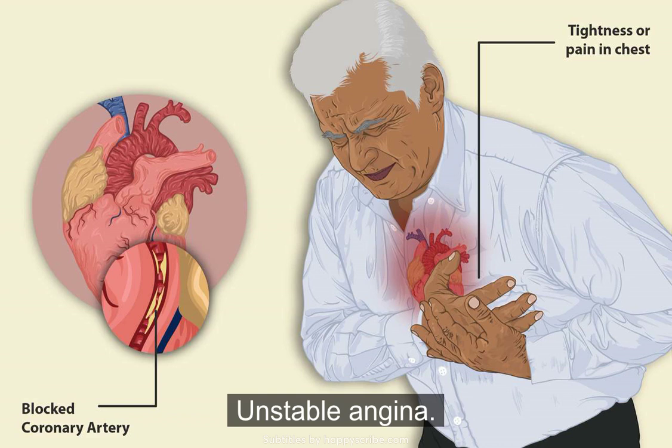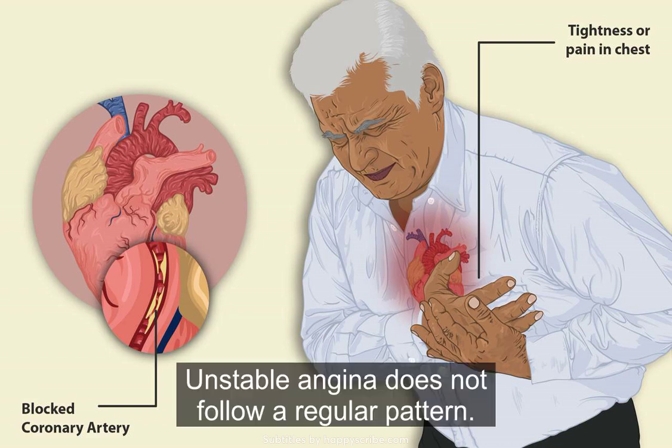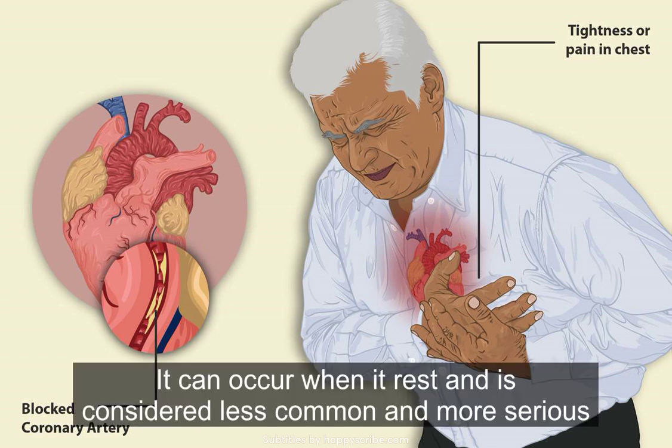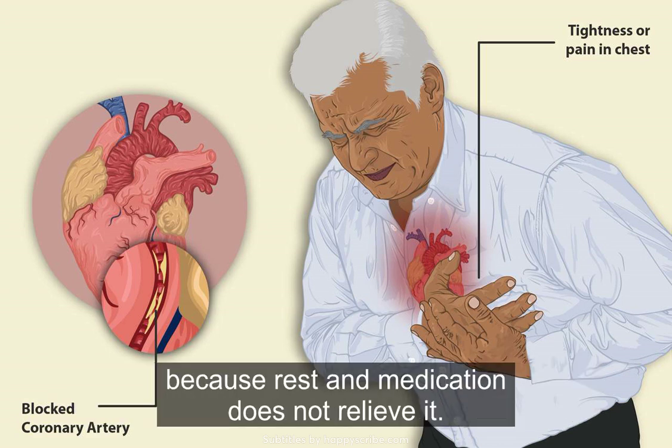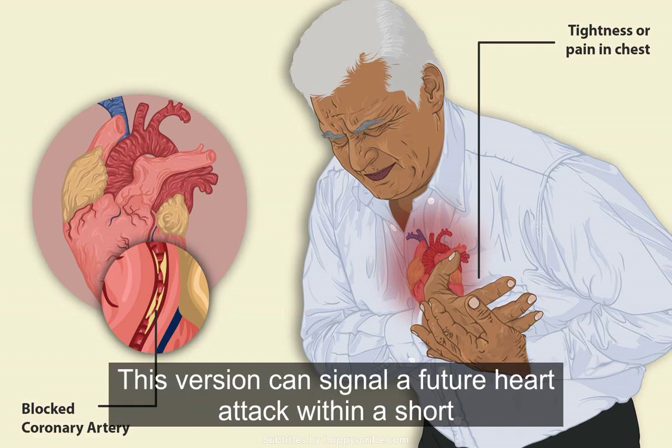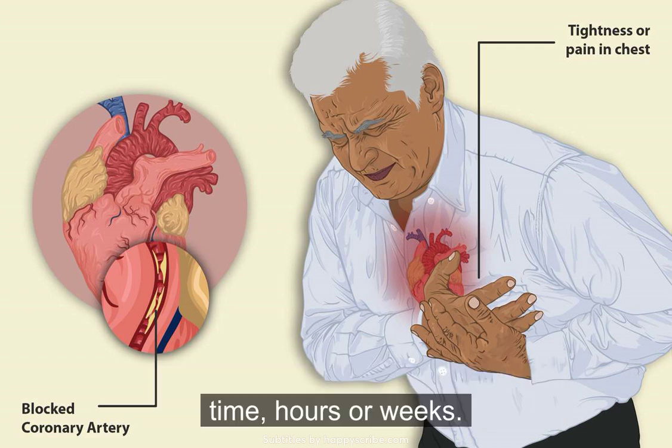Unstable angina. Unstable angina does not follow a regular pattern. It can occur when at rest and is considered less common and more serious because rest and medication do not relieve it. This version can signal a future heart attack within a short time, hours or weeks.